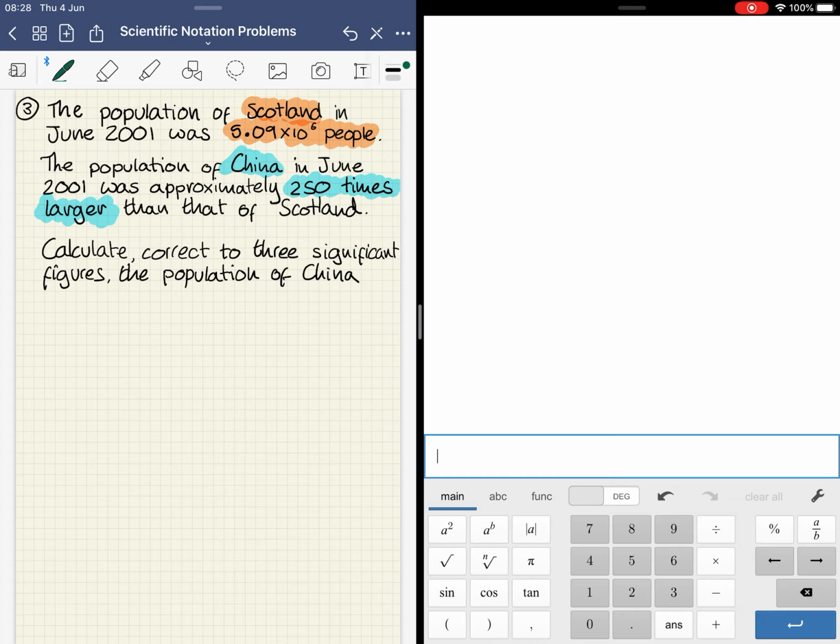Okay, so we know that Scotland is at 5.09 times 10 to the 6. What we're trying to work out is what China is, but we are told that China is 250 times larger than Scotland.